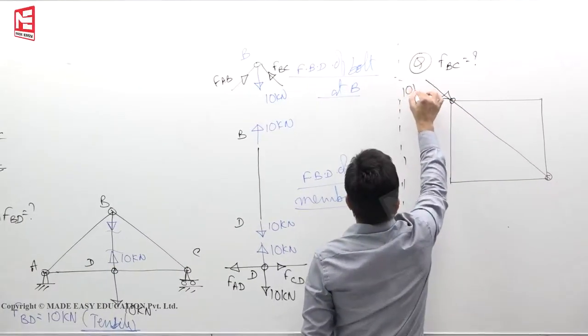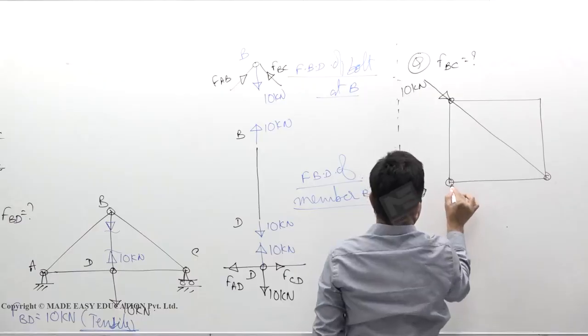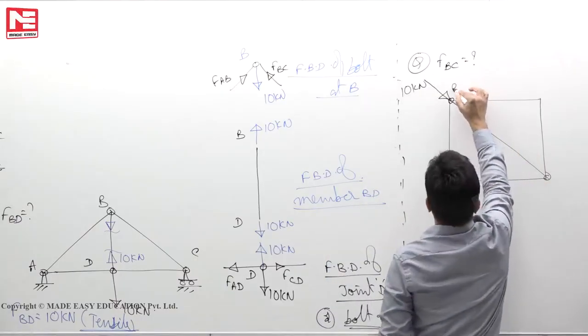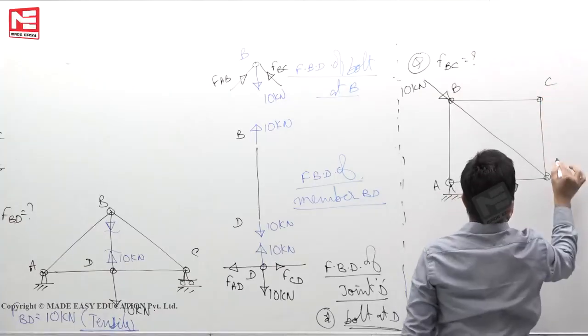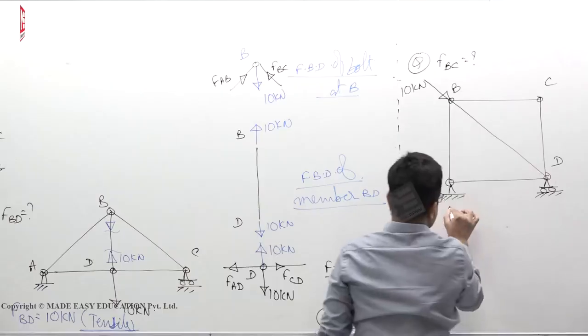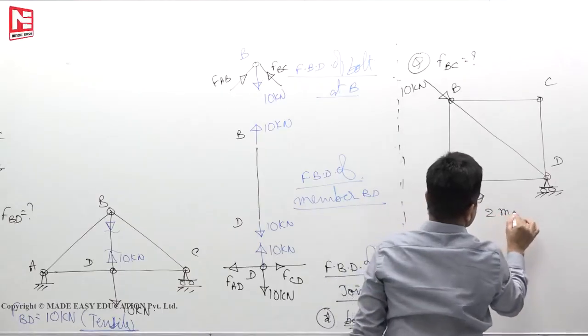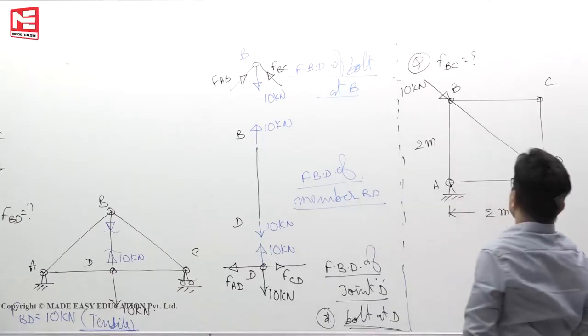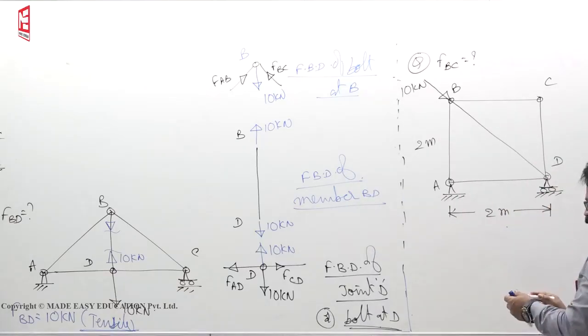This, let us say 10 kilonewton. This point, say A, B, C, D. This length, let us say 2 meters. This is also 2 meters. We want to find force in the member BC.